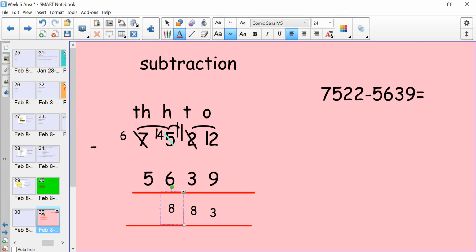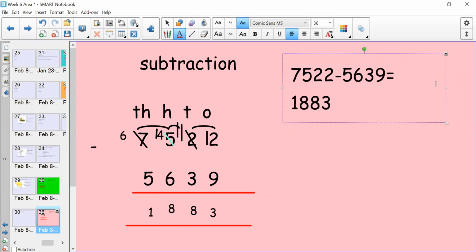Okay, then we can do the final column, which is the thousands. So we've got 6,000 take away 5,000, and that one we can do, which is 1,000. Okay, so our final answer is 1,883. Okay, so this column subtraction that I've just done is the trickiest one, where you have to regroup every single column. So they won't always be like that, but I just wanted to show you a tricky one where you've got to regroup every single one.